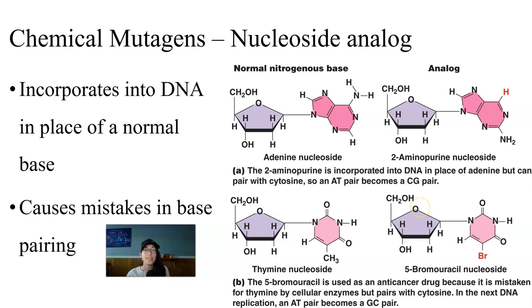Here's another example. This is an analog for thymine. So it is our 5-bromouracil nucleoside. So you have a substitution where there's a bromine put into the chemical structure, and then the thymine will mistakenly base pair with cytosine. So again, you get a CG pair in your downstream DNA where you should have an AT. 5-bromouracil nucleoside is actually useful in cancer treatment because you're actually trying to kill the cancer cells. So the cancer cells will incorporate this nucleoside analog instead of the correct thymine nucleoside.